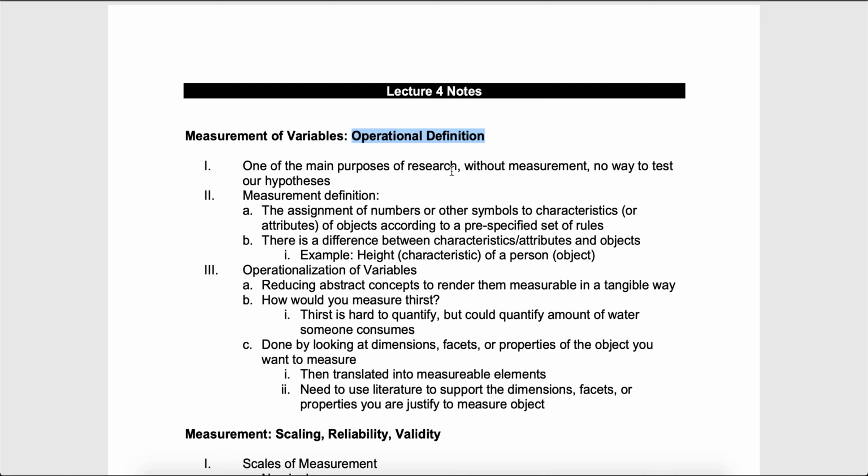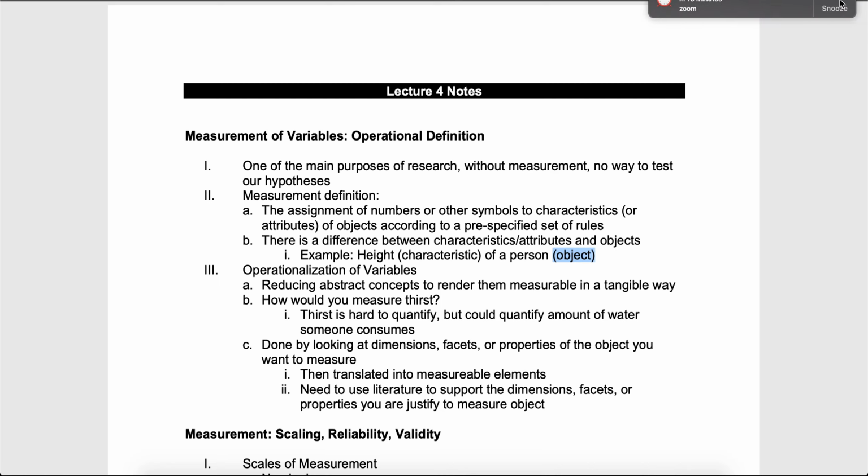So one of the main purposes of research is that without measurement, there's no way to test our hypotheses. So we have our hypotheses, there is an effect of fatigue on performance. Okay, well now we need to measure those two variables somehow to see if there's a difference using statistical methods, right? And so what we need to do is assign numbers or symbols or characteristics or attributes to those variables that we're measuring. So like I said, height of a person. That's the characteristic. The object is a person. How would we measure that? We would measure that with respect to a ruler, right?